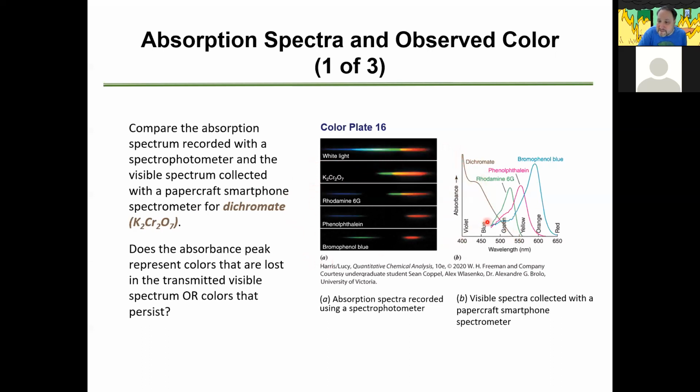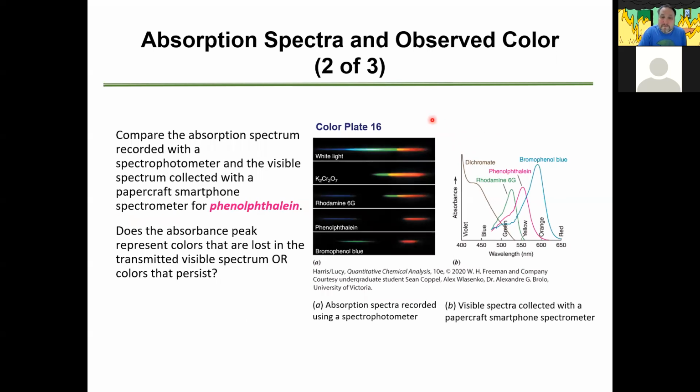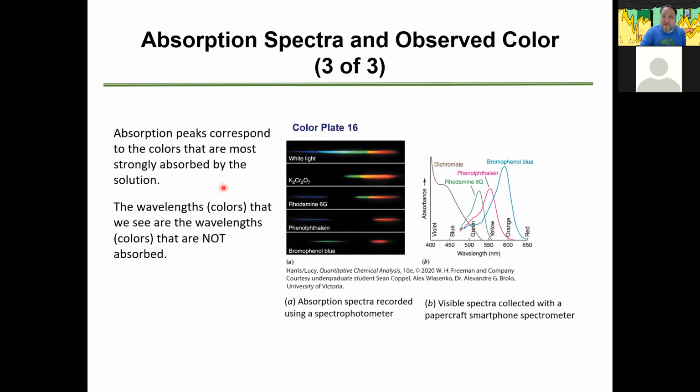Okay. And then here's our absorbance for phenolphthalein in pink. And it's missing these guys kind of in the middle. Compare the absorption spectrum recorded with our camera versus our spectrum for phenolphthalein. And what we see is that, yes, the phenolphthalein absorbance is cutting these guys out and we're letting through the red, and the blue over here gets through. That's these guys in the middle that are getting lost. And you can do the same thing with any of the other compounds.